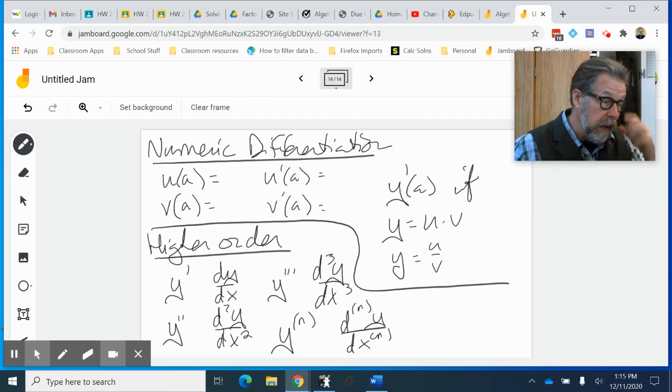So anyway, there you go. That is section 3.3. Everything you need to know.